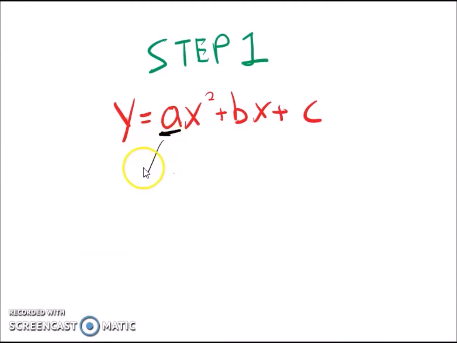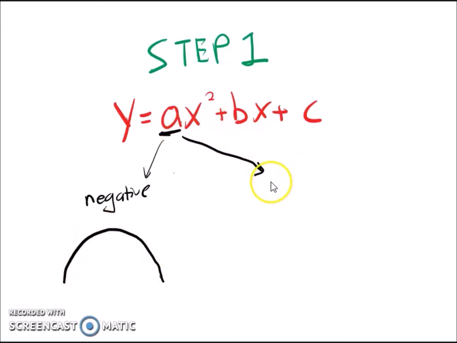If the sign of a is negative, your graph will be this way, a sad face. If the sign of a is positive, then we have a smiling graph. Okay, now we move to step 2.